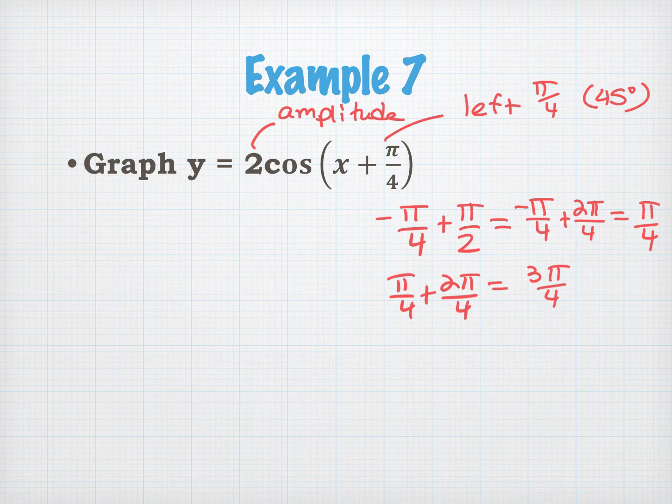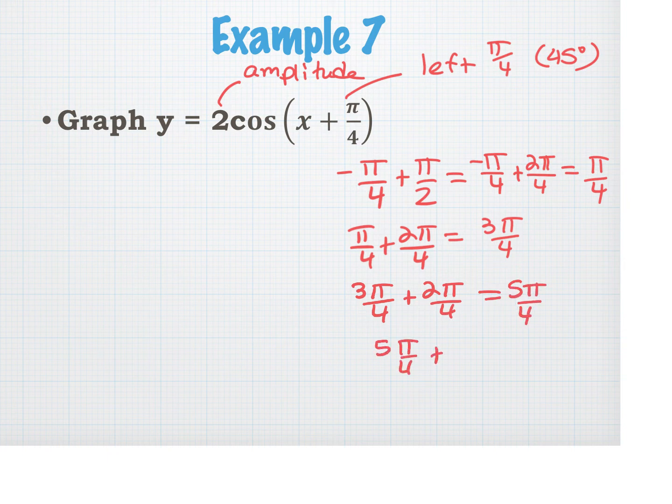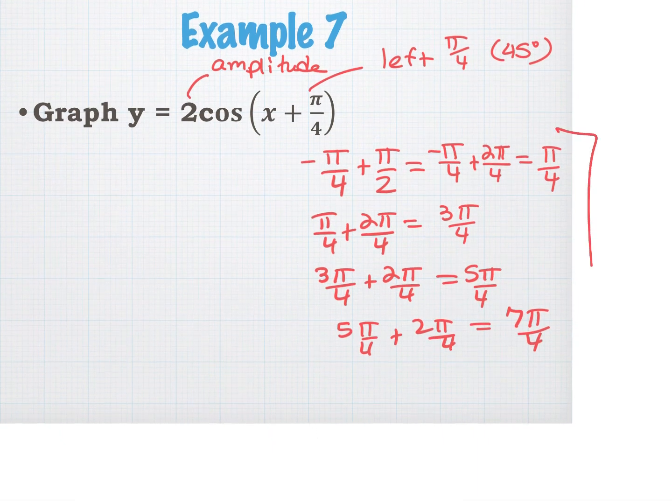I got to do this so I get 4 points to the right and to the left of my starting point. Right now I'm working on the 4 points to the right. 3 pi over 4 plus 2 pi over 4 gives me 5 pi over 4. Take the 5 pi over 4, do it one more time, and I get 7 pi over 4. These are my 4 points to the right of the starting point.